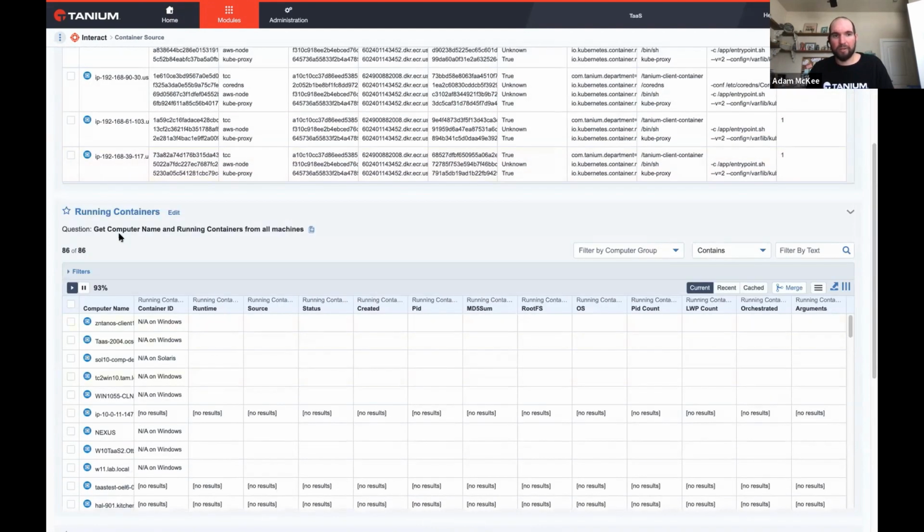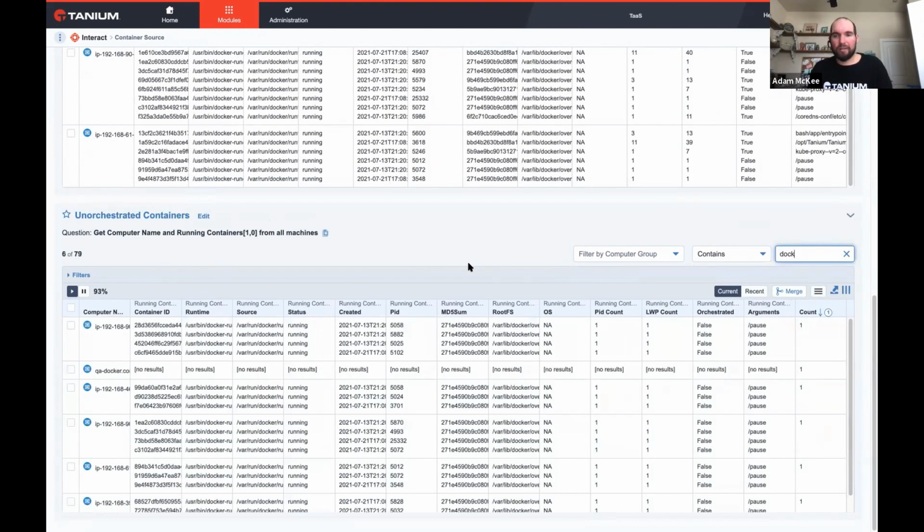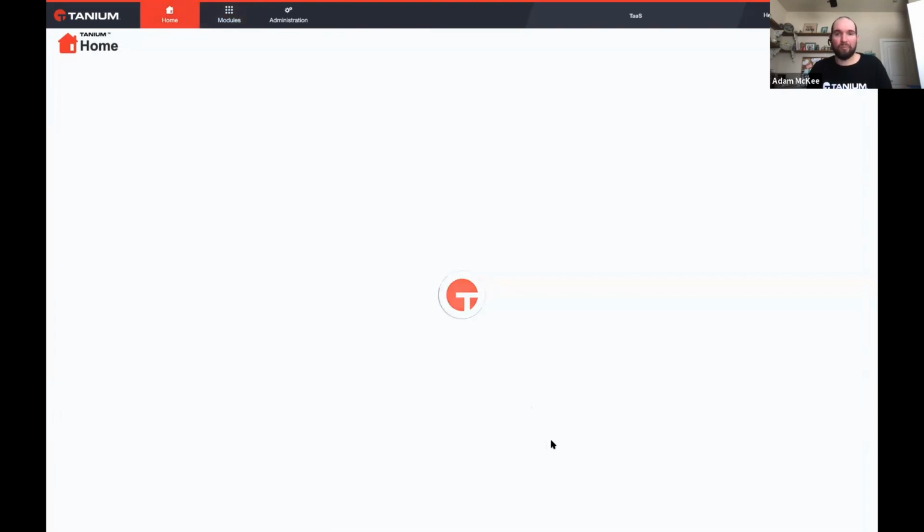Of course, you can look to see where all of your running containers are at, and if there are any containers running maybe where they're not supposed to be, maybe on people's laptops and such. So if we just search here, we'll see some containers running. Last but not least, you can start to see unorchestrated containers running in the environment. So understanding where those are at and why are they running and such. And of course, this isn't the only dashboard. There's a handful of other dashboards that we have. So you can see those and drill into those as necessary from Interact.